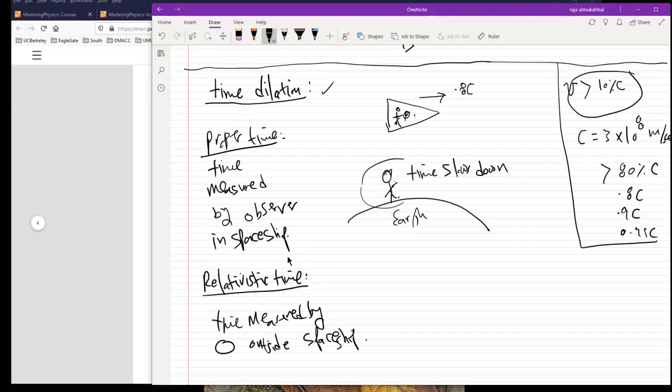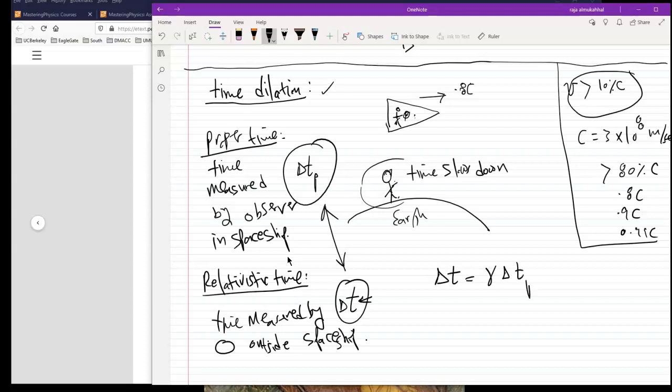You got it? And so how do we compare the two? This is relativistic time, let's call it delta t. And this proper time, let's call it delta tp. Well, how are they related? Is there a way that I can measure it accurately? And the answer is yes. It's the time dilation equation: delta t, the relativistic time, is equal to gamma delta tp. That's the formula. Write it down, because we're going to be using it.